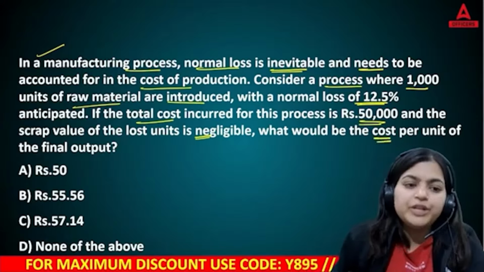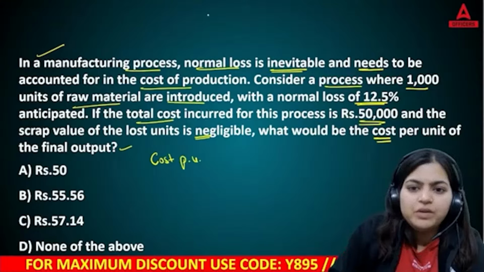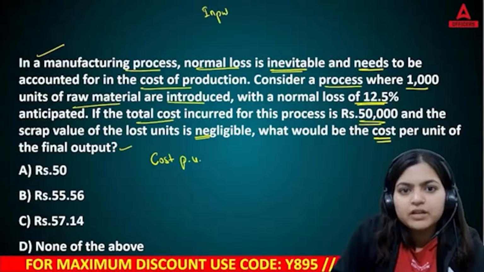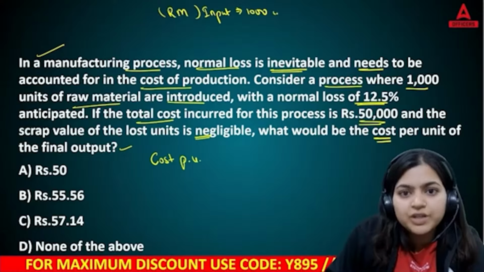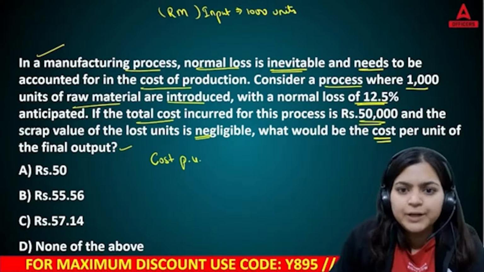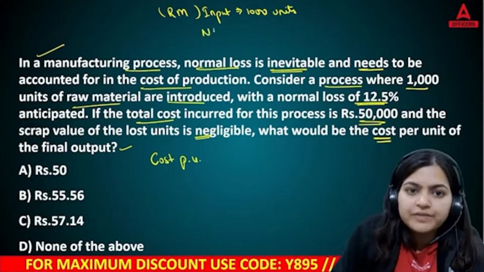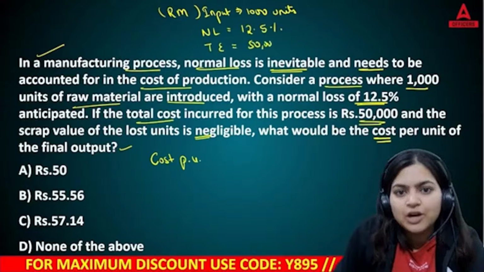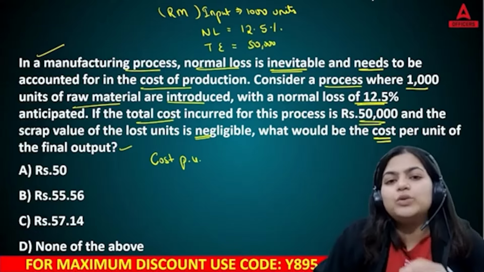So basically we need to calculate the cost per unit here. What are the given details you have? You have input, that is 1000. This input means your raw material, 1000 units here. Then normal loss is given, that is equal to 12.5%. And total expenditure is equal to 50,000. Now how to calculate cost?